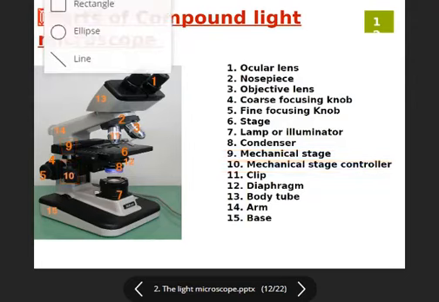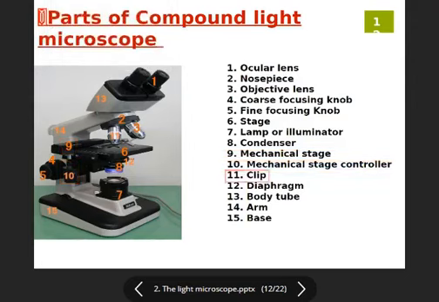Now, next one is the clip. This one is the clip, and this clip is used to hold the slide. When you put the slide, this clip will hold it. So it is easy, I think.